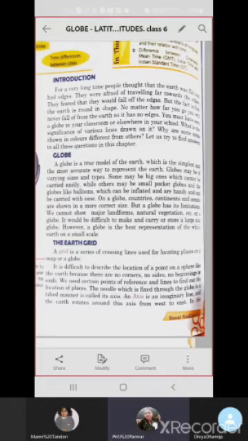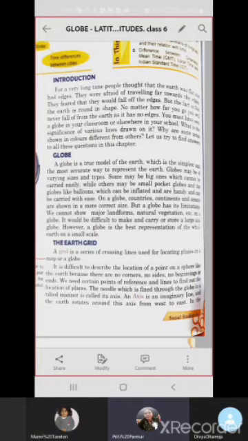On a globe, countries, continents, oceans are marked in more correct size. But a globe has its limitations. We cannot show major landforms, natural vegetation, etc. on a globe. It would be difficult to make and carry or store a large-sized globe. However, a globe is the best representation of the whole earth on a small scale.